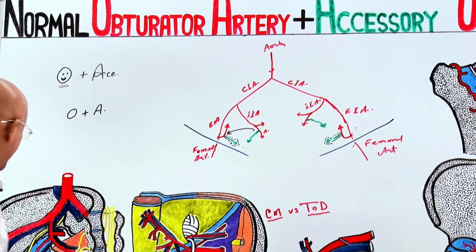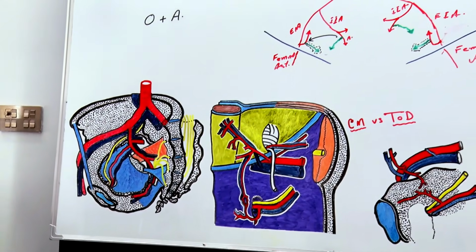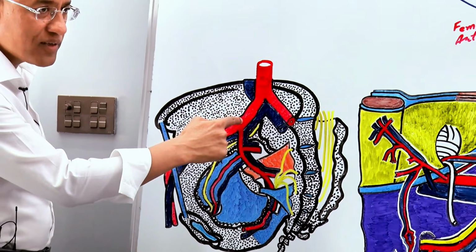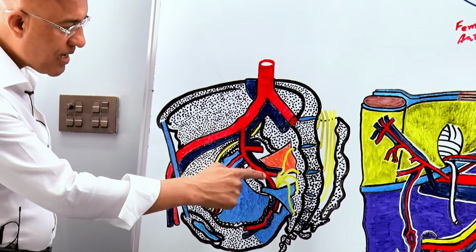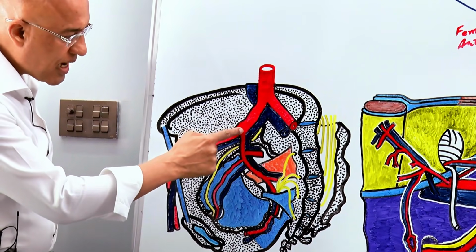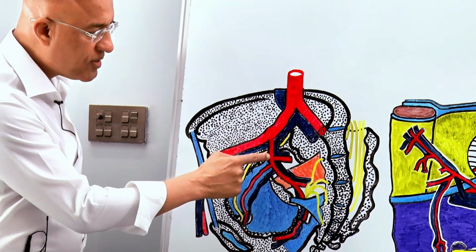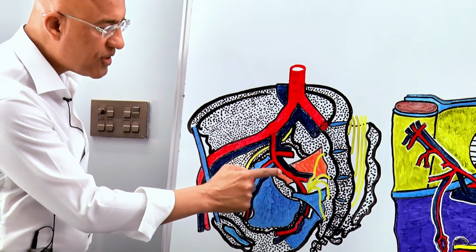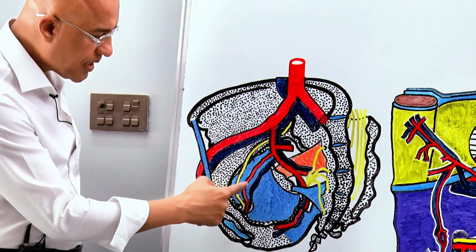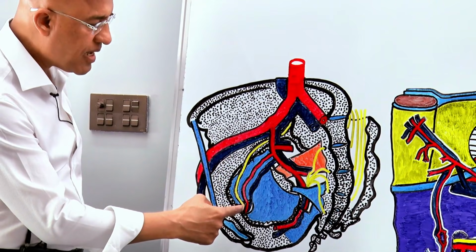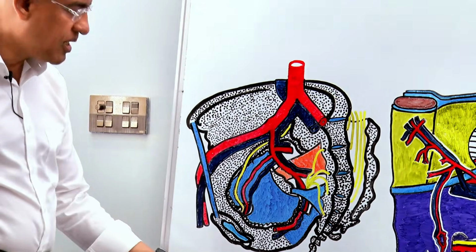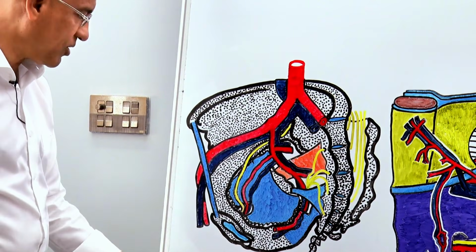Now exactly where it is, this diagram is very illustrative. Look at here. Aorta, common iliac, internal iliac, external iliac, femoral artery. Now look at it. Follow the internal iliac. This is the posterior branch, this is the anterior branch. From the anterior branch, you have an artery coming and going to the obturator foramen. This is what? Or obturator canal. This is basically the obturator artery. Now, what is its course?